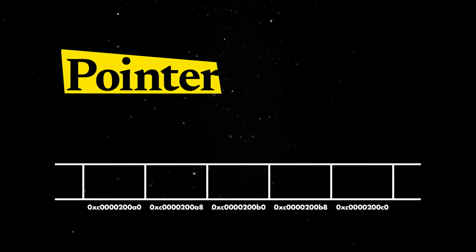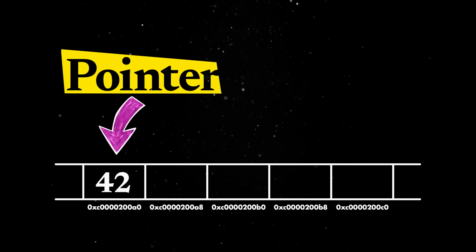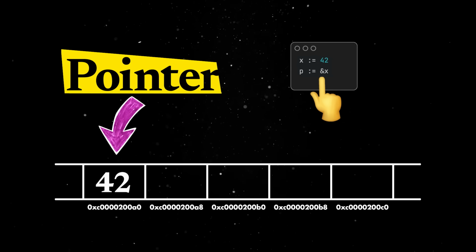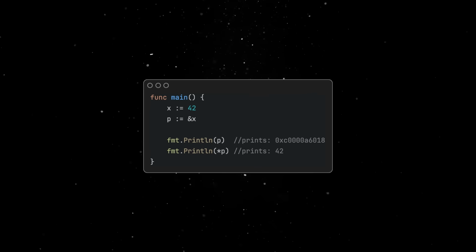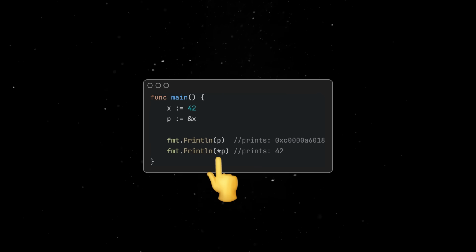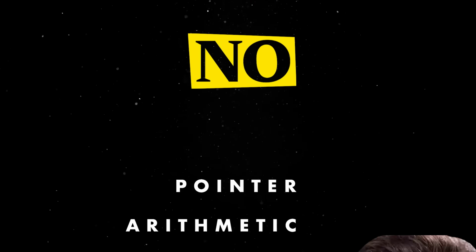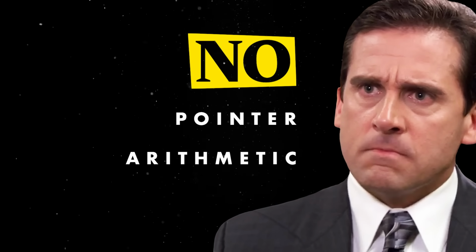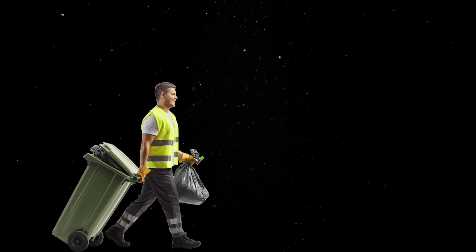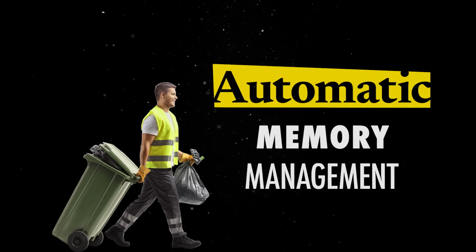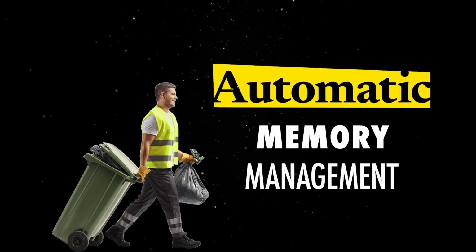Pointers, which are variables that store the memory address of other variables, can be created via the address-of operator. Then you can still access the actual value behind the pointer with the help of the dereferencing operator. Unlike C or C++, Go doesn't allow pointer arithmetic, which is a common source of errors and vulnerabilities, and it is garbage collected, which means that memory management is mostly handled by the Go runtime.